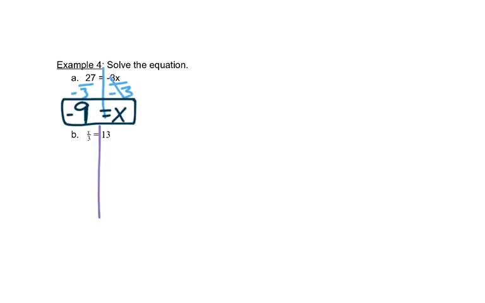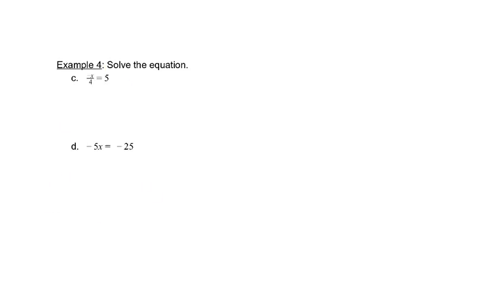Part B has x divided by 3 equals 13, so we would need to multiply by 3 on both sides. That leaves an x on the left, and 13 times 3 is 39. Let's look at C.